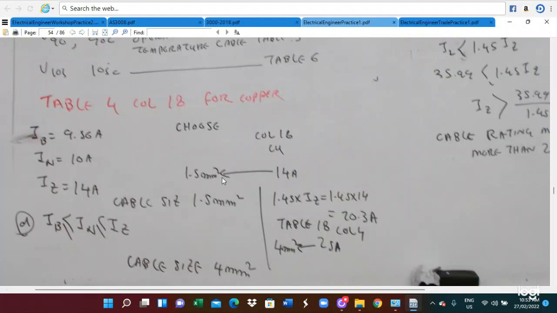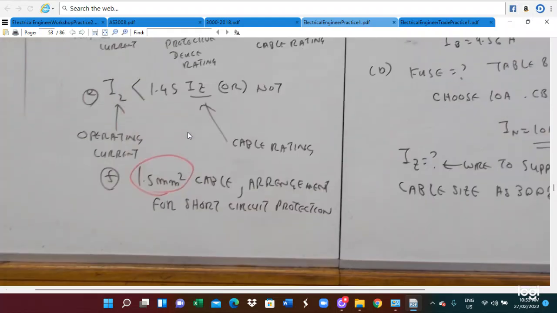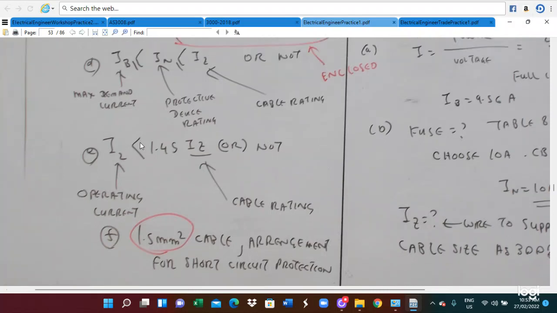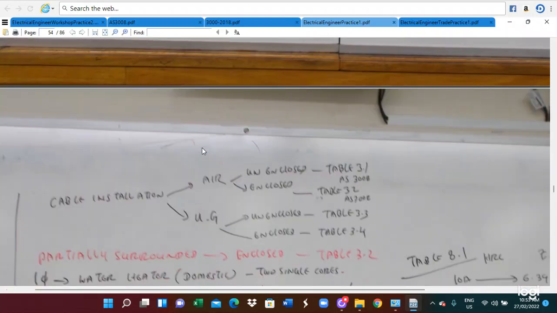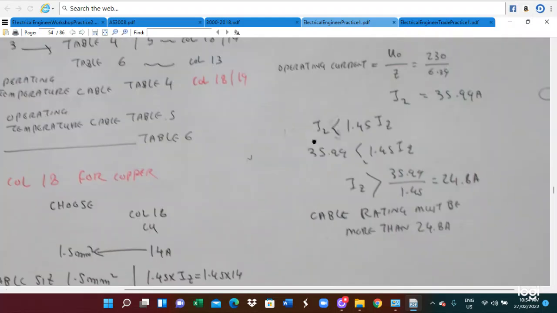But we still need to satisfy the second condition. Here is the second condition given: the operating current I2 must be less than 1.45 times IZ. The IZ is what we calculated. If you set IZ as 14 ampere, 14 multiplied by 1.45, you get 20.3 ampere. IZ is 20.3 ampere. I2 is the operating current. How to calculate the I2 operating current?